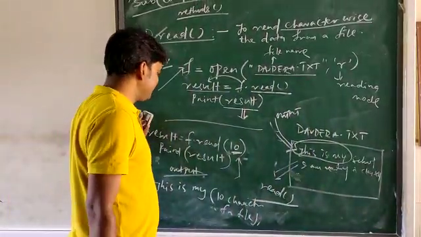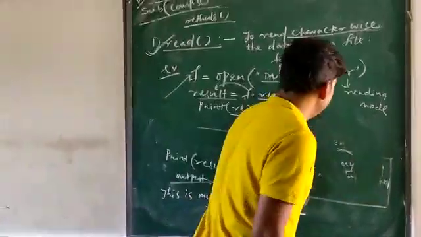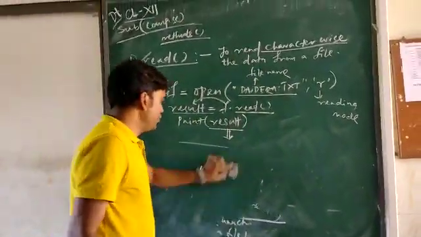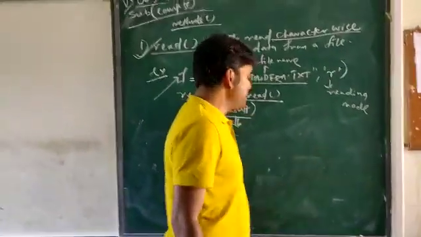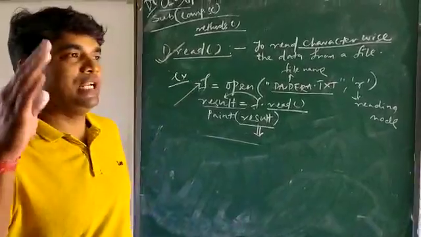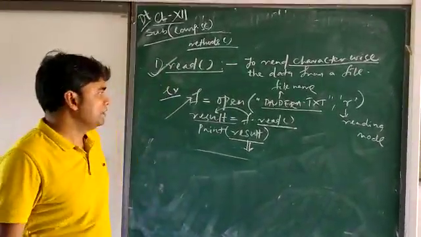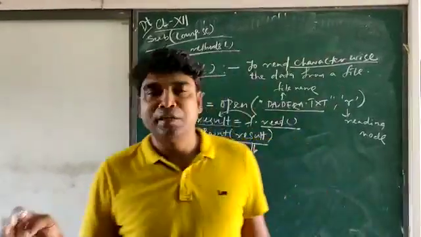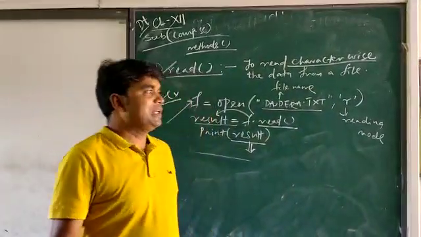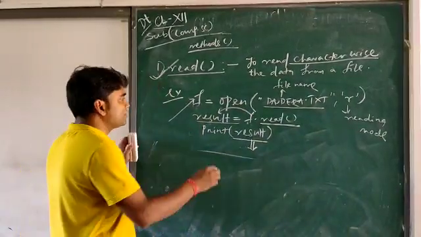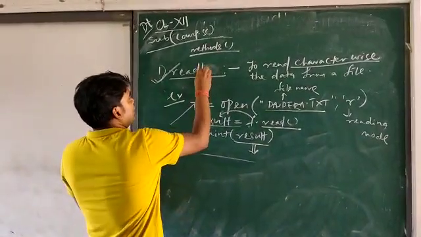Then the next function is readline. Instead of read, you have to go to the readline function. As you know, whenever you store contents in a file, suppose you have written two or three lines in a file, the data can be extracted character-wise, line-wise, or list-wise. So the next function is the readline function.